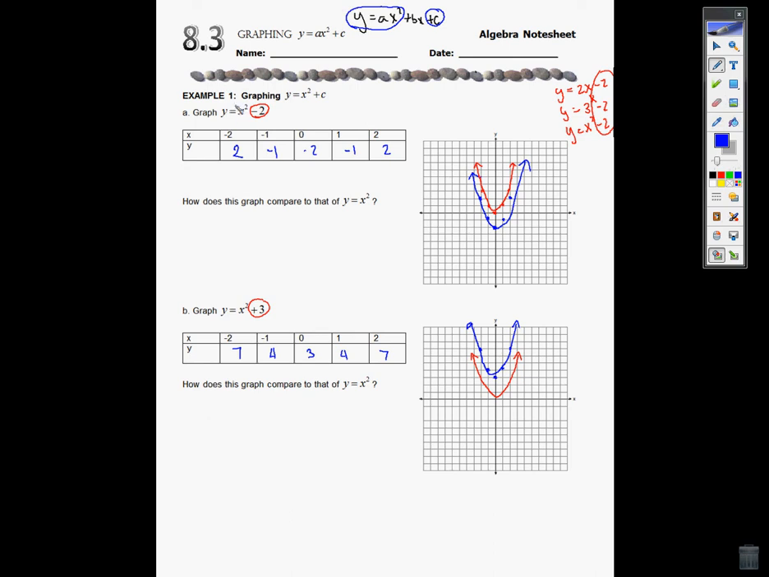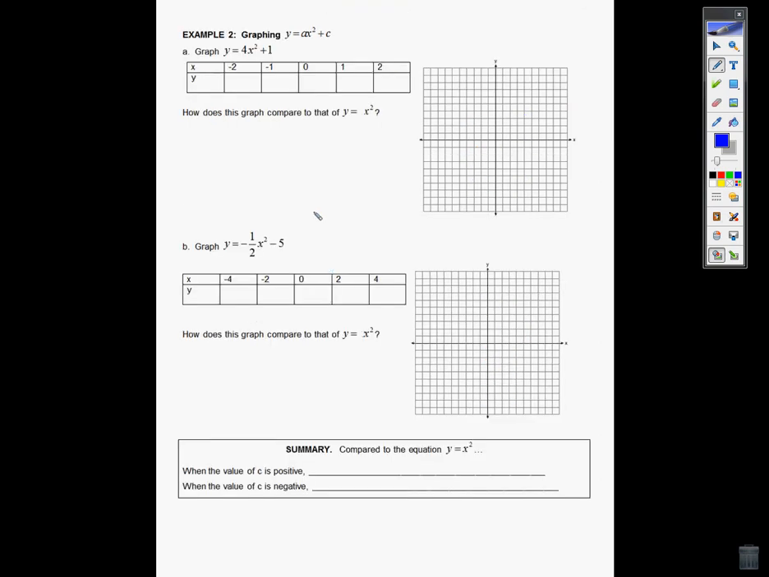In the first part, we're just looking at x squared minus 2, or x squared plus 3. Now on the other side, let's take a look at something where it says 4x squared plus 1, or negative 1/2 x squared minus 5, which we know from the previous section that these numbers in front here are essentially just going to make the graph larger or smaller in terms of how wide it is. Alright, so do me a favor and try example 2, A and B, on your own, and then we'll summarize it. So pause for a second here and do that, and then I'll come back for the summary.